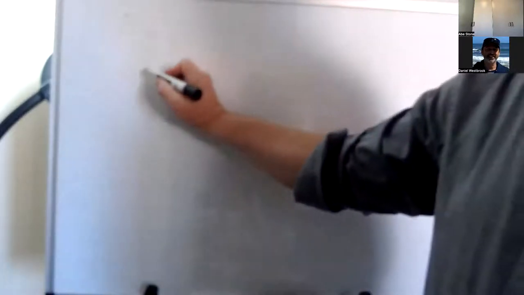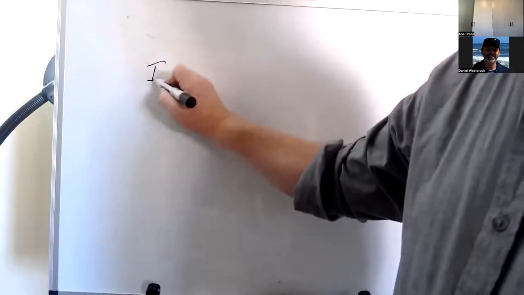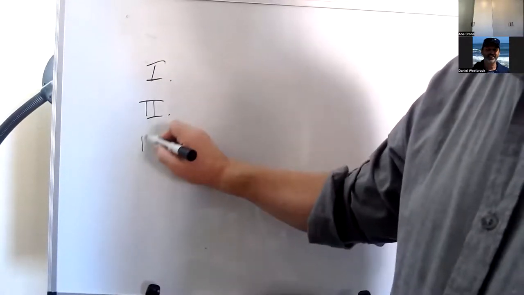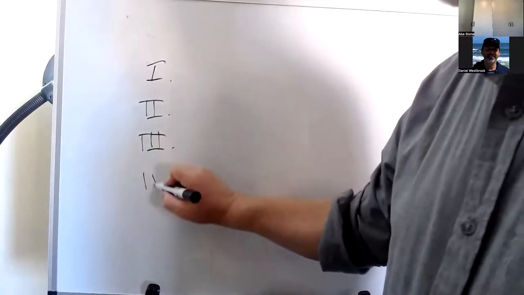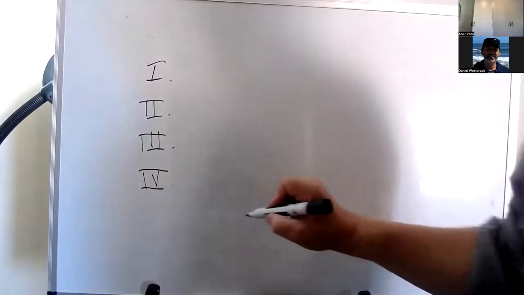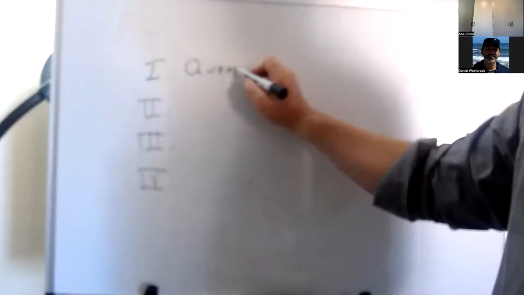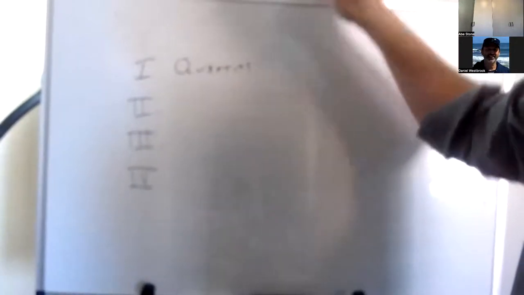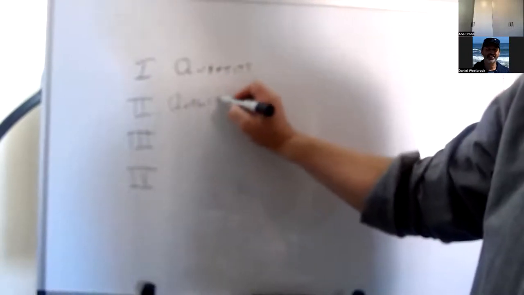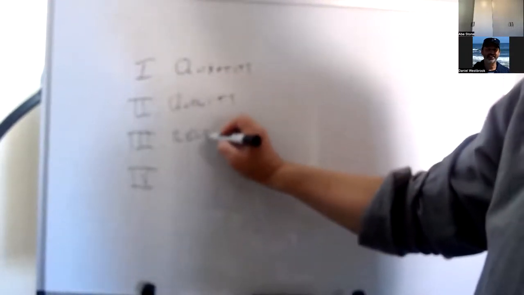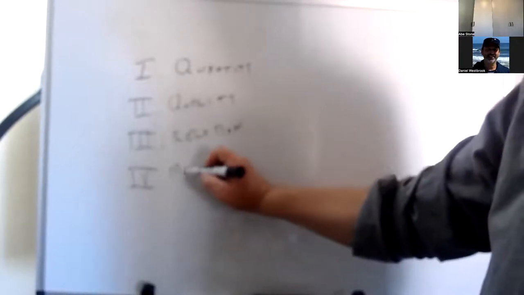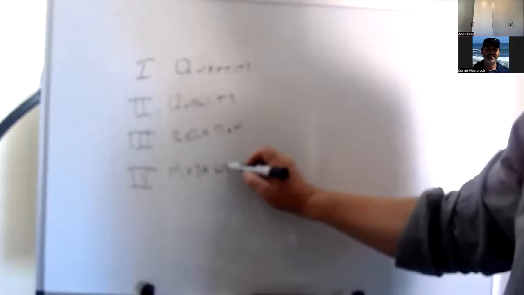So I'm going to write it again in the way that I usually write it, which is different from the way he does. He writes it in that weird diamond shape, whereas I just write it in this regular table shape. So there's four headings: quantity, quality, relation, and modality.